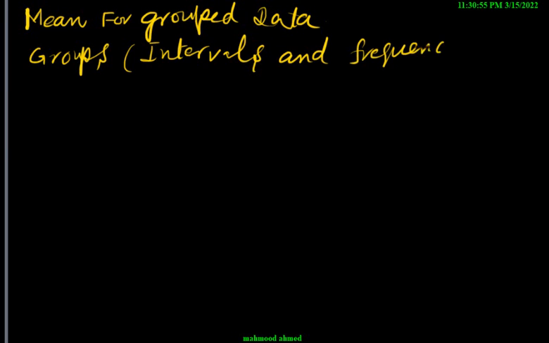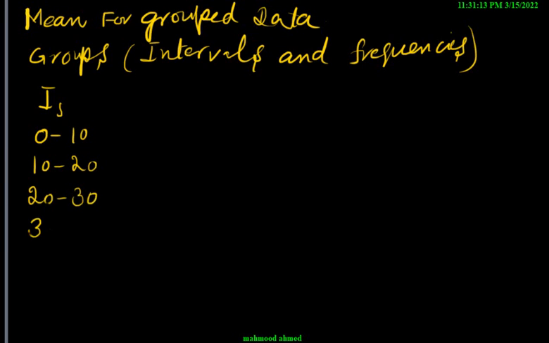So here we go. Let's say interval 0 to 10 is the first interval, 10 to 20 is the second, 20 to 30 is the third interval, 30 to 40 is the fourth interval, and 40 to 50 is the fifth interval. These intervals are represented by I, and their corresponding frequencies are represented by F.